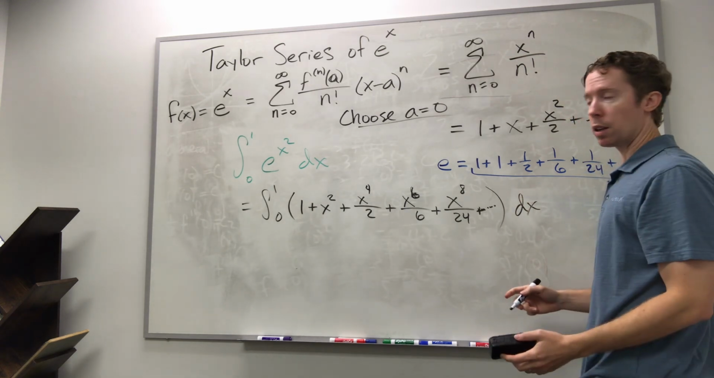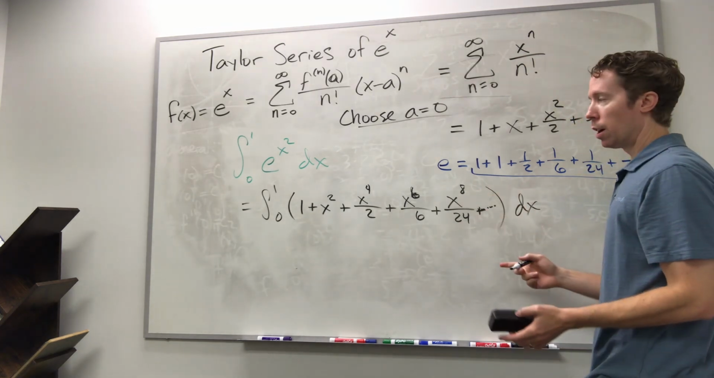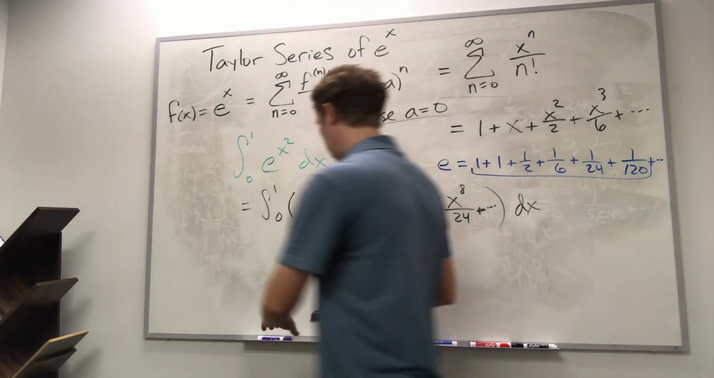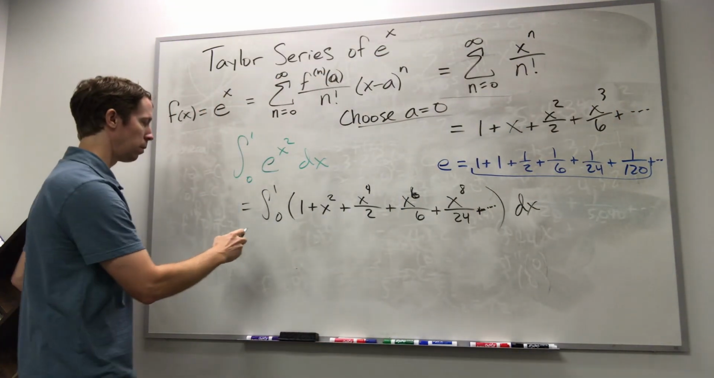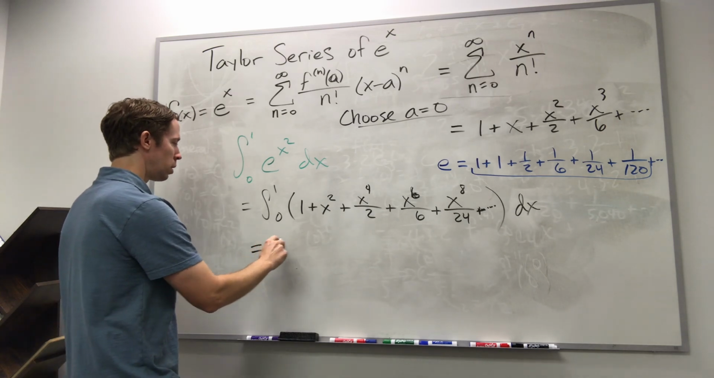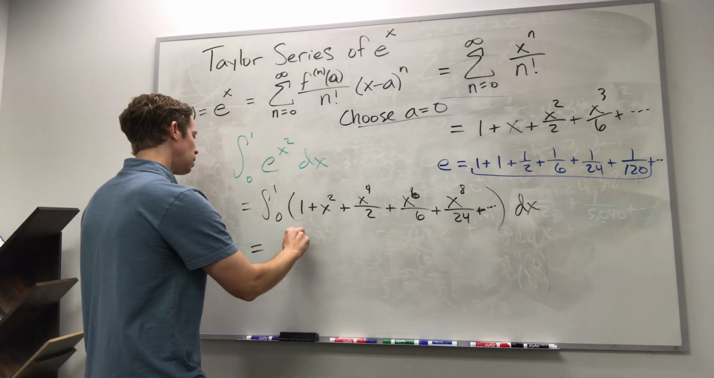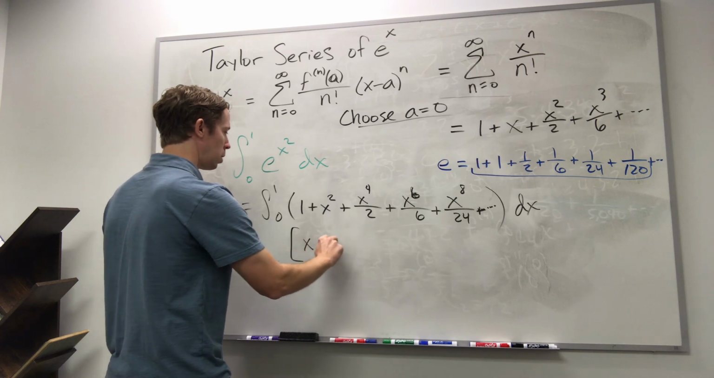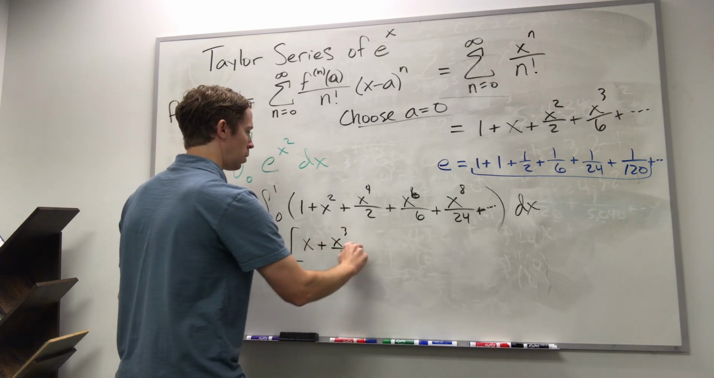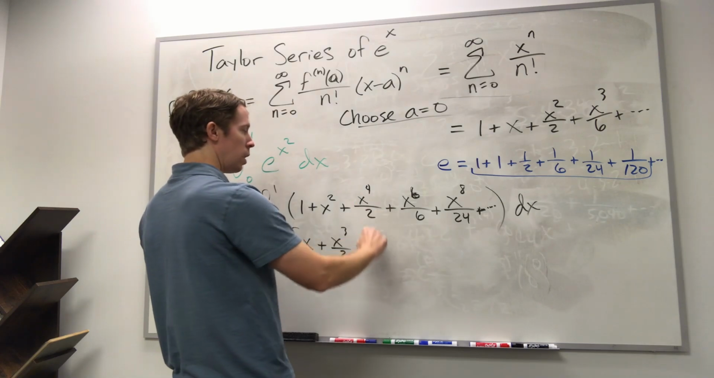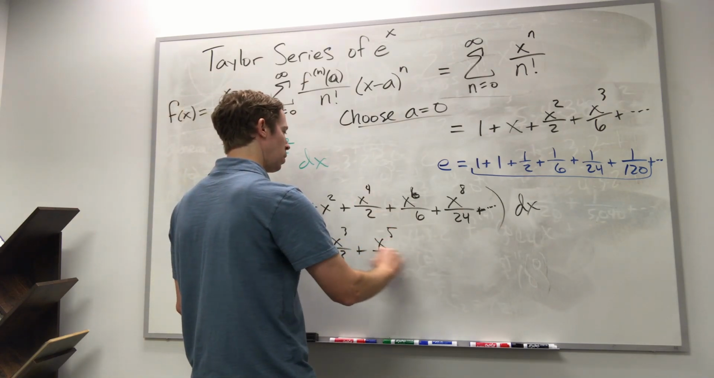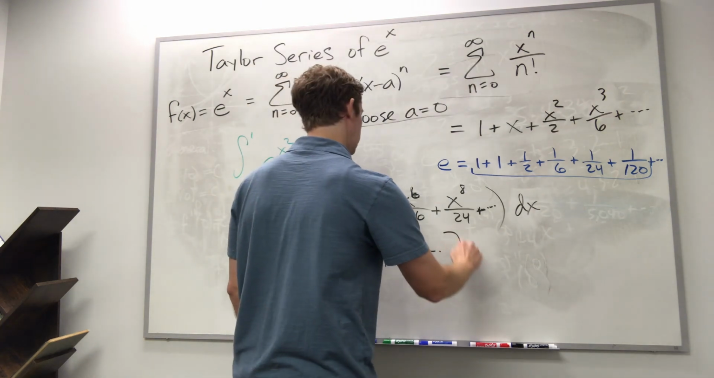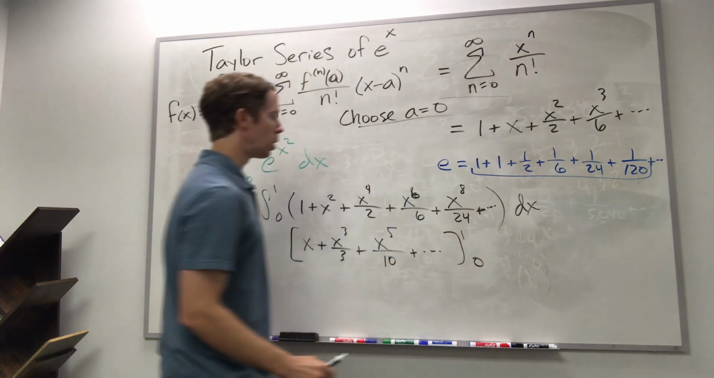I'm wanting to find the antiderivative of that and then plug in the bounds. Now that I can write it like this, it's very easy for me to find the antiderivative term by term. This is a nice fact for these series. So just start taking the antiderivative term by term. I'm not going to write them all down, but I would have x to the fifth over 5 times 2, and so on. I want to go from 0 to 1.